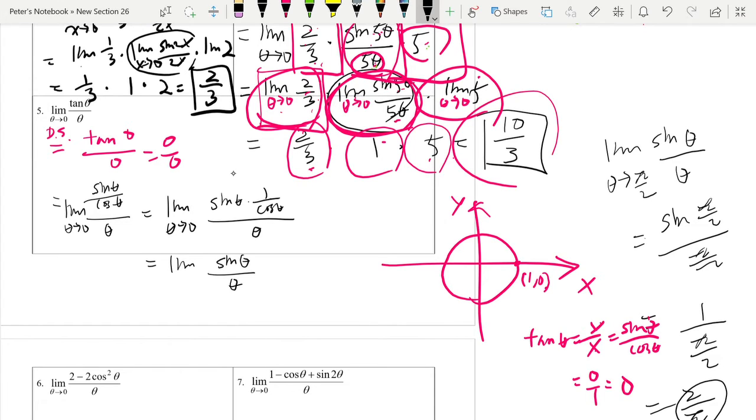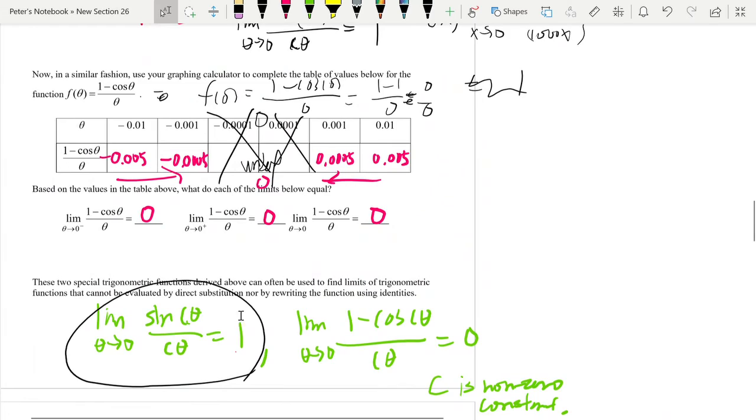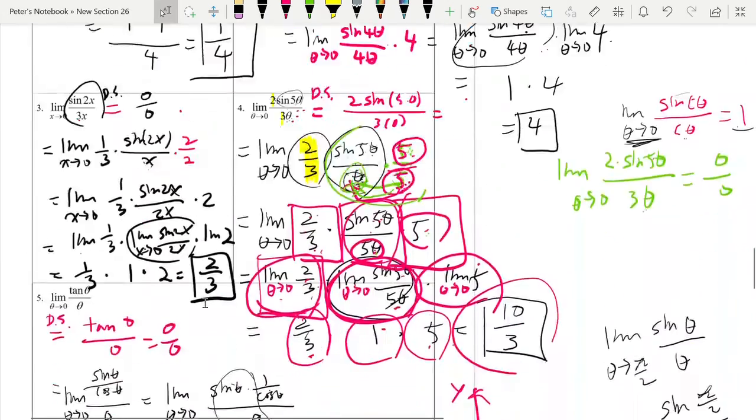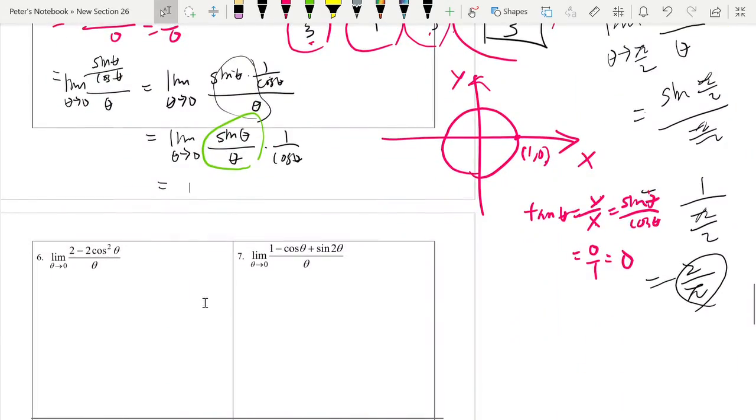Sine theta over theta, right, times 1 over cosine of theta. Pretty fancy, right? How is that going to help us out? Look at this guy. What is that guy? This is that guy right here: limit of sine theta over theta equals 1, or sine c theta over c theta equals 1.